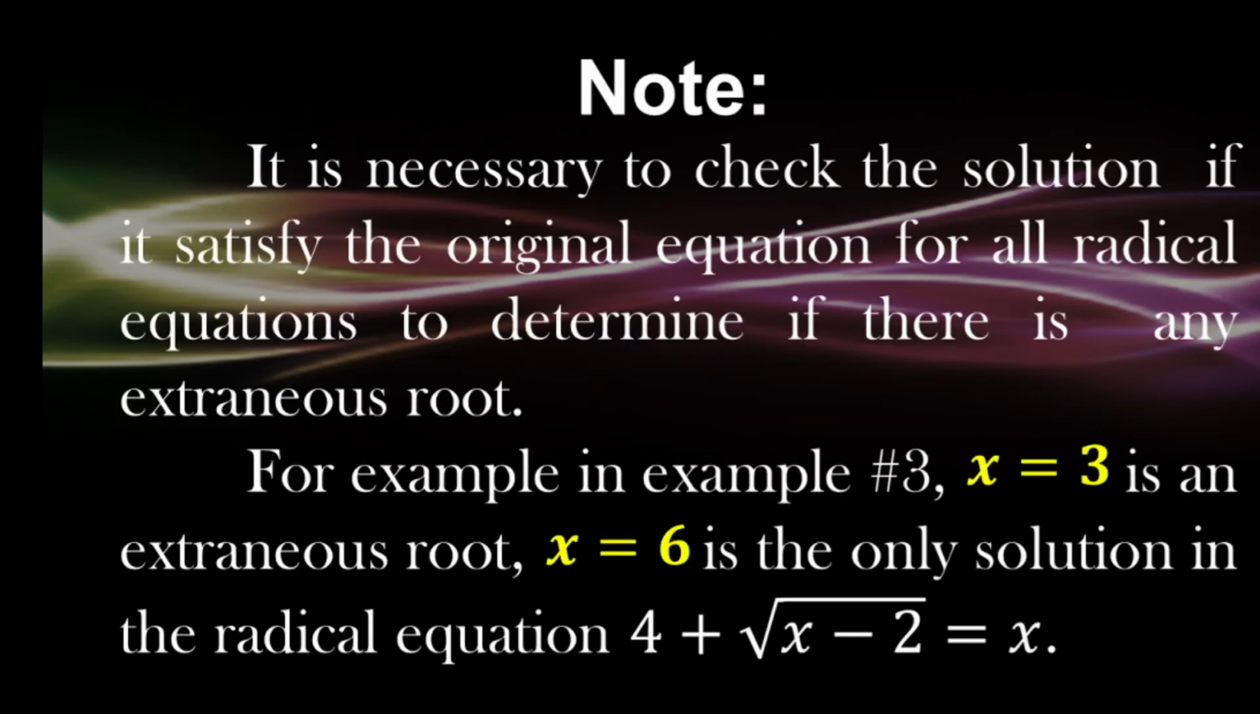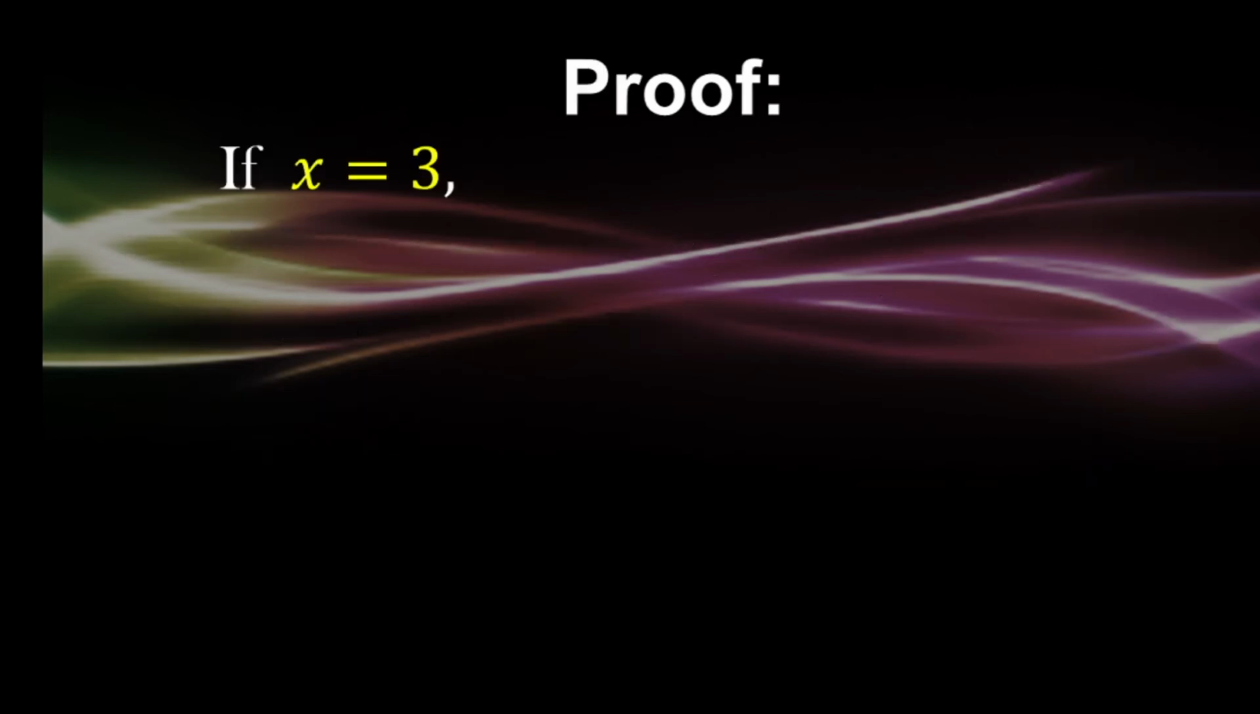Take note that it is necessary to check the solution if it satisfies the original equation for all radical equations to determine if there is any extraneous root. For example, in example number 3, x is equal to 3 is an extraneous root, while x equal to 6 is the only solution in the radical equation 4 plus the square root of x minus 2 is equal to x. Why? Let us have our proof.